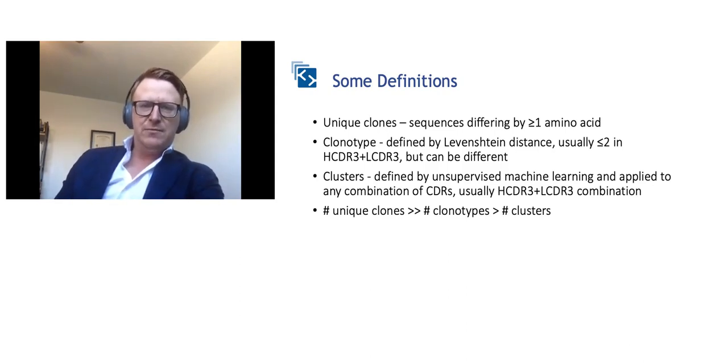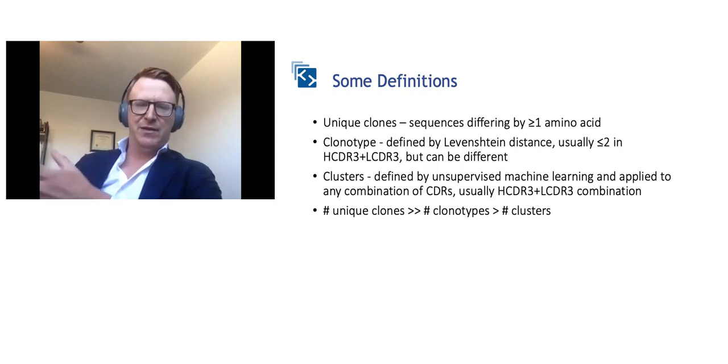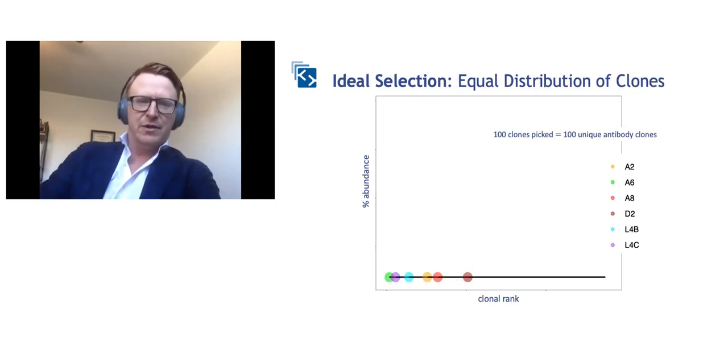A unique clone is defined by greater than or equal to 1 amino acid difference in the CDR space. The clonotype, in our case, that we define mostly throughout is a Levenshtein distance of less than or equal to 2 in the HCDR3 and LCDR3. We typically use PacBio, but this can be different. Clusters are basically our proprietary unsupervised machine learning approach where we take into consideration physiochemical properties of the amino acid space and any combination thereof. This condenses down H3L3 information in combination more significantly. So all in all, the number of clones is typically far greater than the number of clonotypes, which is greater than the number of clusters.